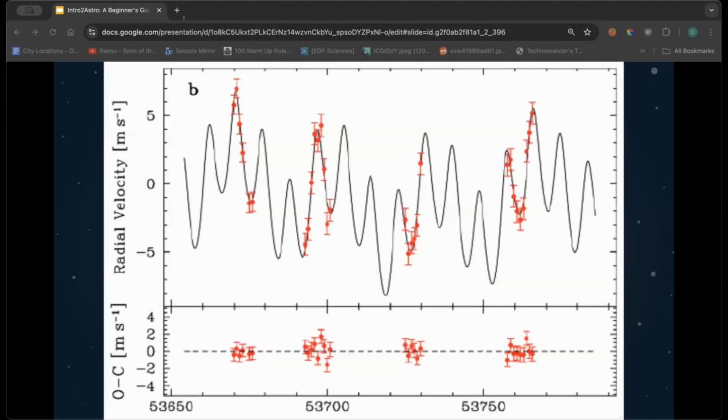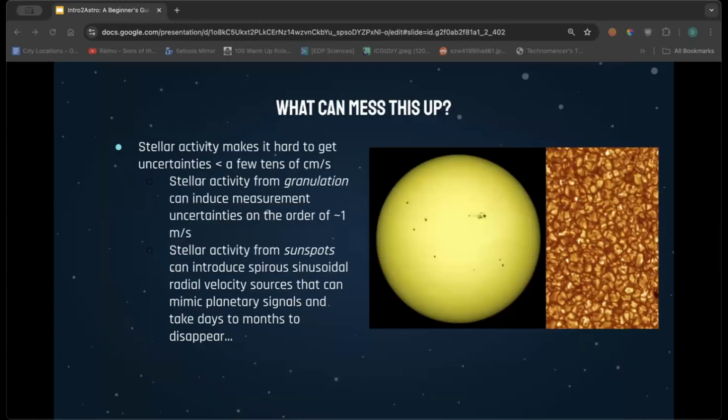So when looking at this plot right here, we can get an idea of what the typical uncertainty on a radial velocity measurement looks like. We can see we're getting radial velocity measurements that fit this model pretty well, but the uncertainties are on the order of a meter per second. On the order of a meter per second of movement of the star is about the best we can get.